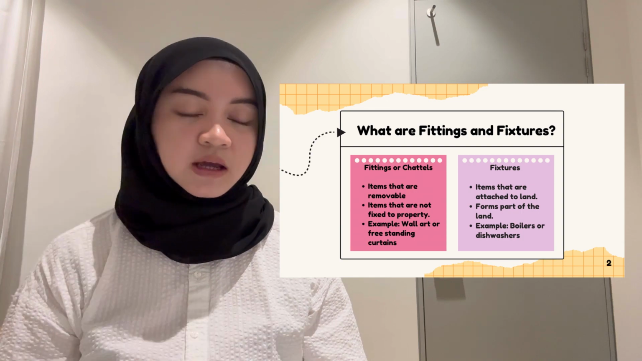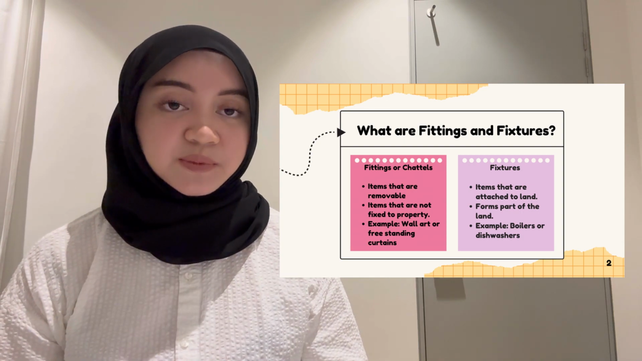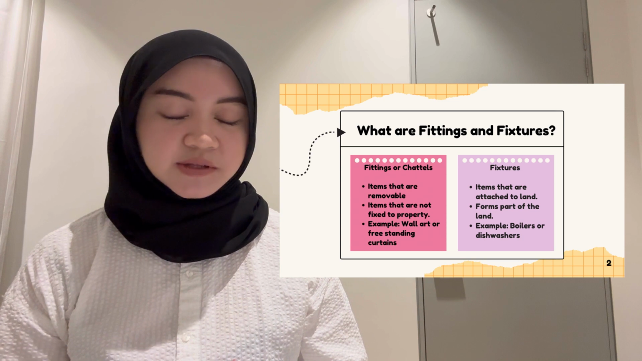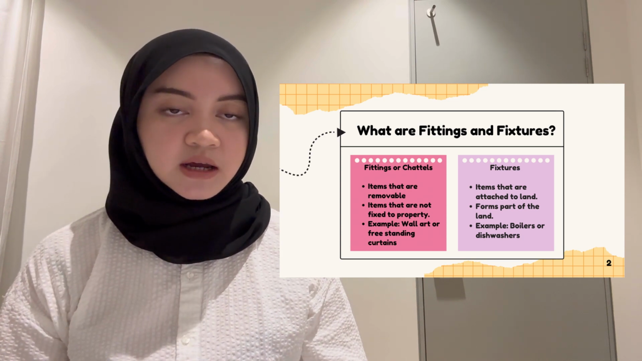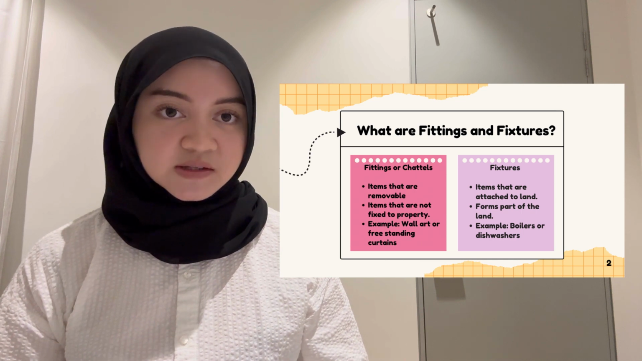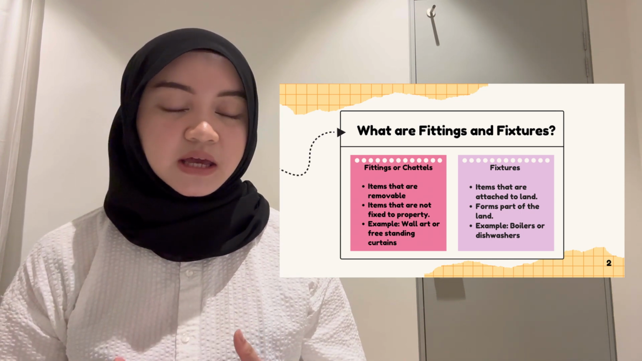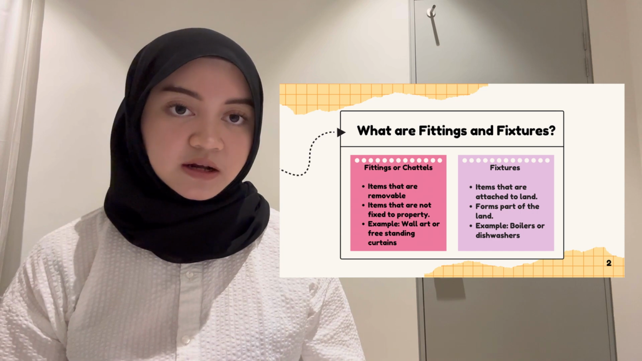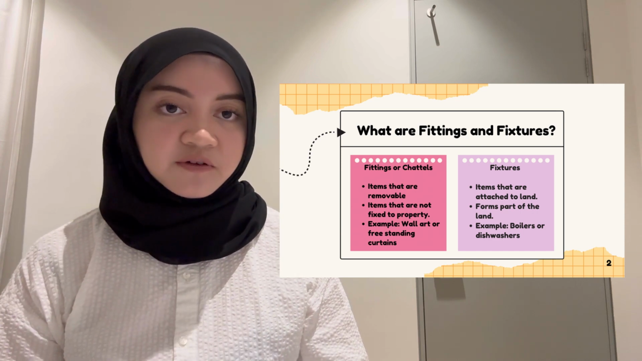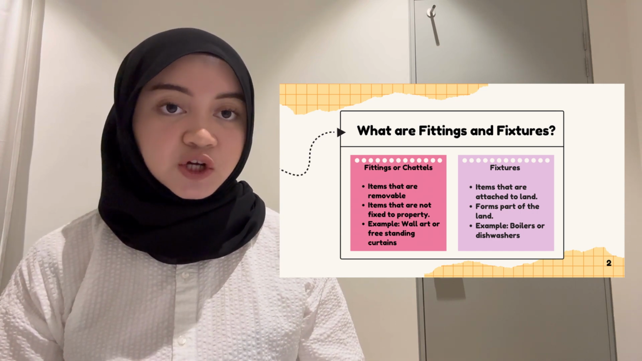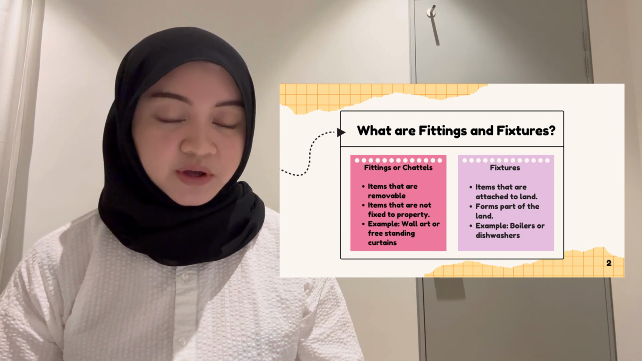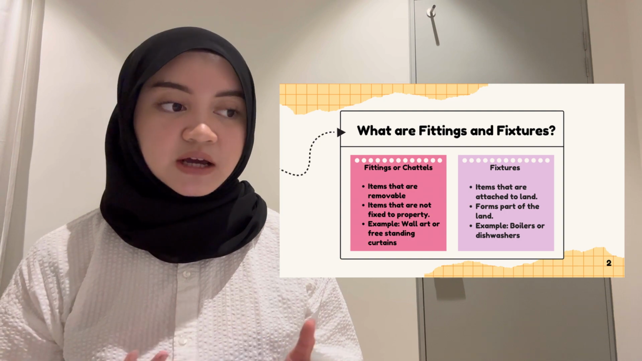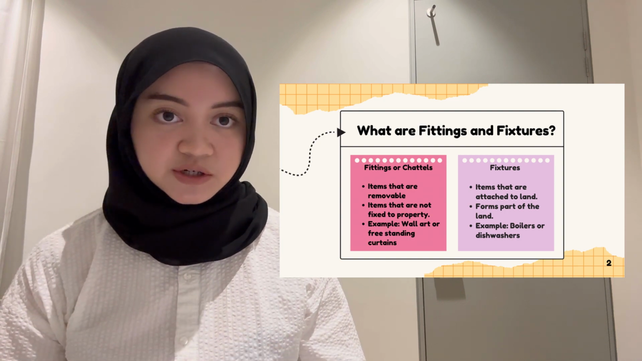So first of all, what are fixtures and fittings? Fittings, or otherwise known as chattels, are items that are removable, and they are items that are not fixed to the property. For example, fittings or chattels may be wall art or freestanding curtains. Whereas on the other hand, fixtures are things that are affixed to the property or to the land, that form the land itself. And this would extend to boilers or dishwashers.